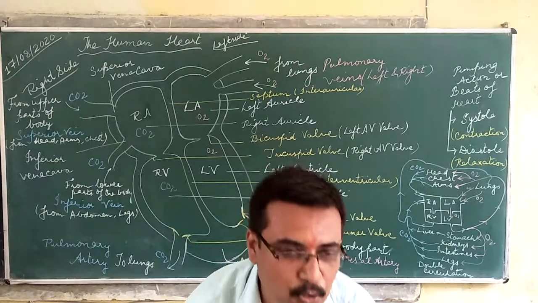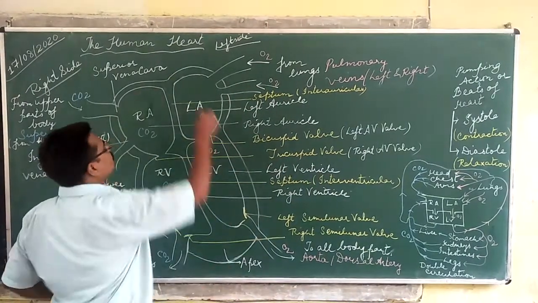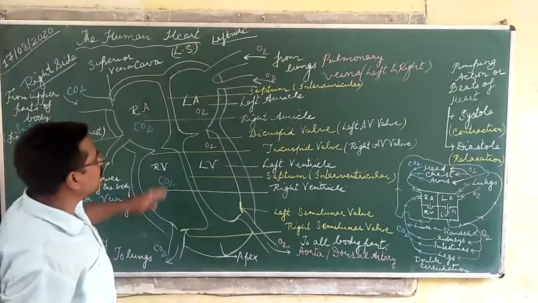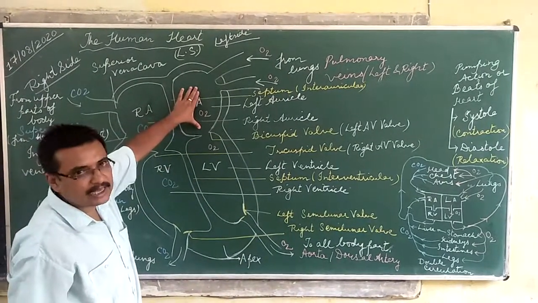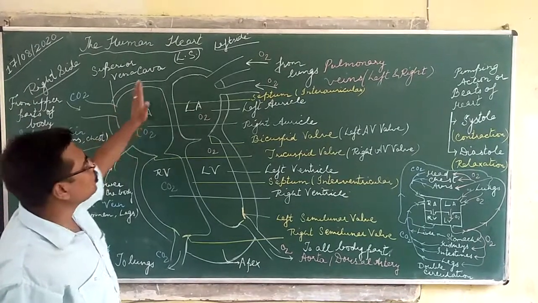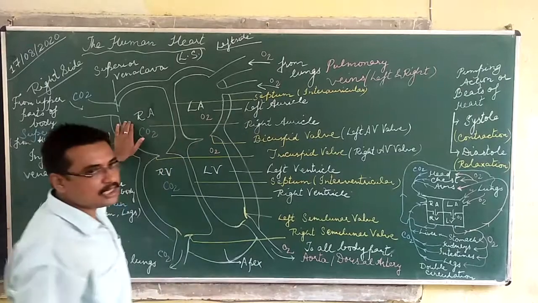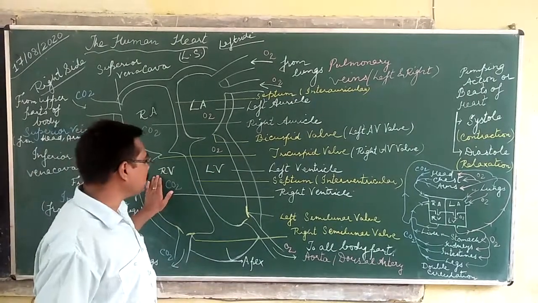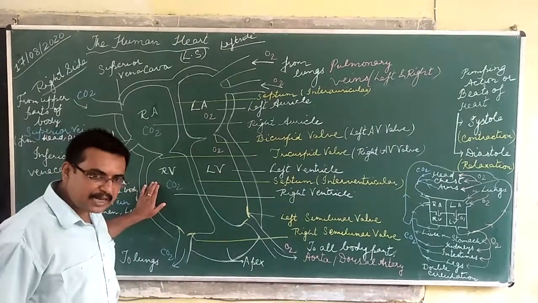Now with this we use the diagram. This is the LS of the heart, the longitudinal section of the heart. In the longitudinal section, this is your LA, the left side, and this is your RA, the right side. On the left hand side I have written this form: this is the left auricle and this is the right auricle. Similarly, this is LV and this is RV, so this is the left ventricle and this is the right ventricle.